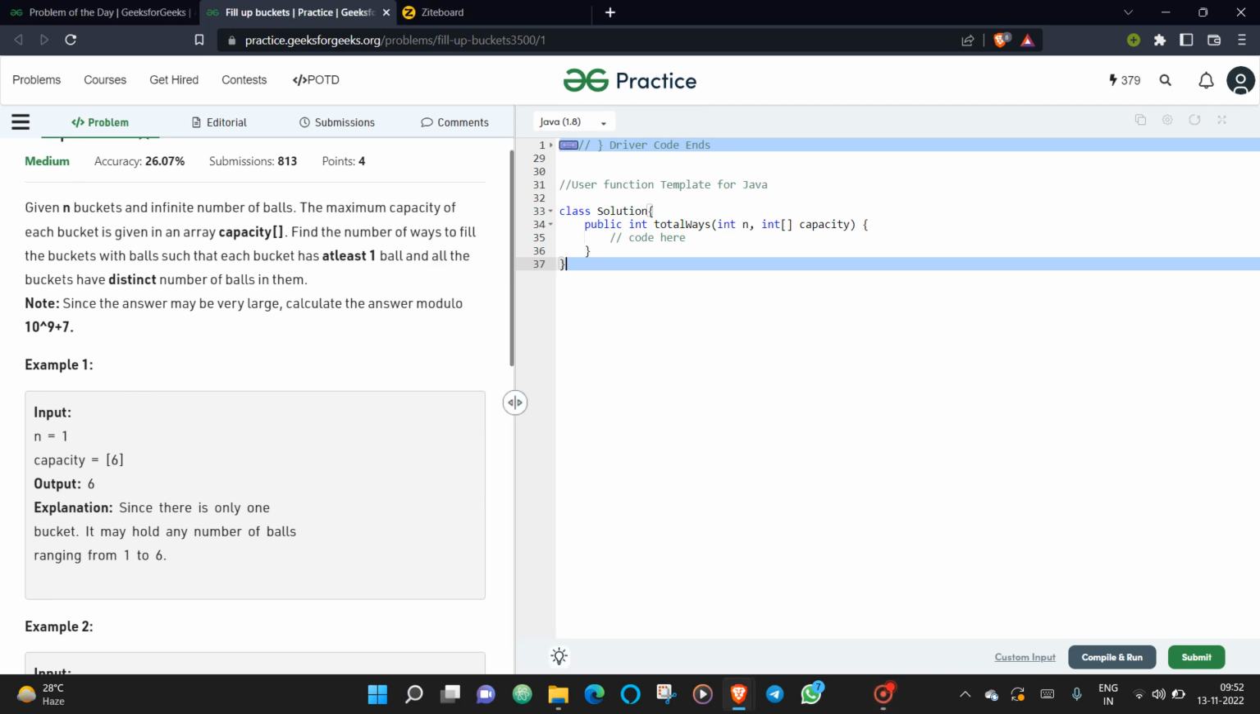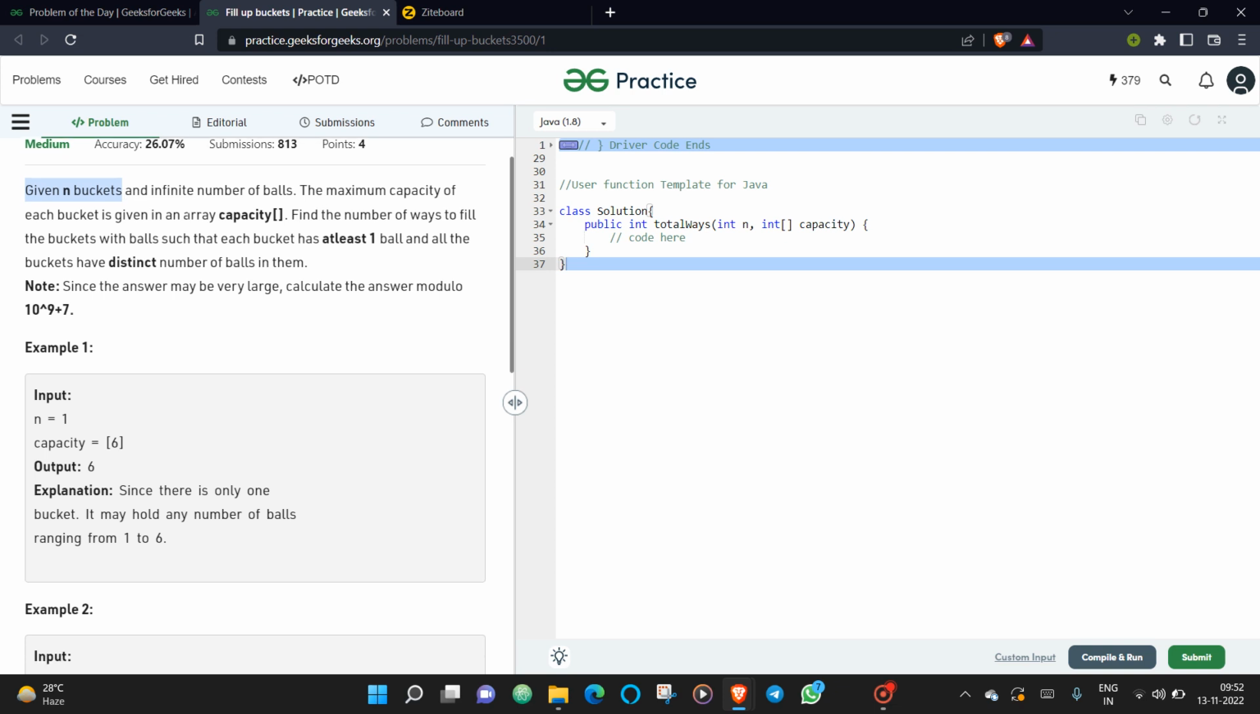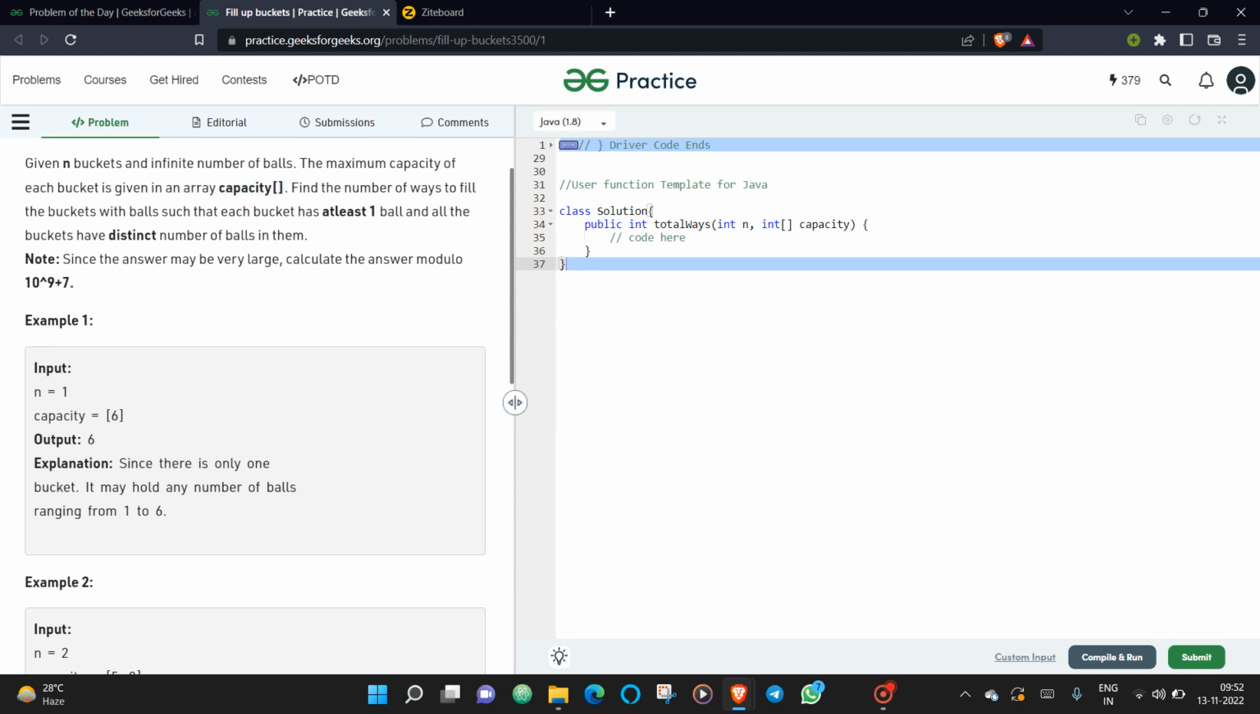So yeah, this is Fill Up Buckets. Initially he has given us n buckets, and the value present in the array is the capacity, and we need to find the number of ways to fill those buckets with the balls such that each bucket has at least one ball, and all the buckets should contain a distinct number of balls in them, right?